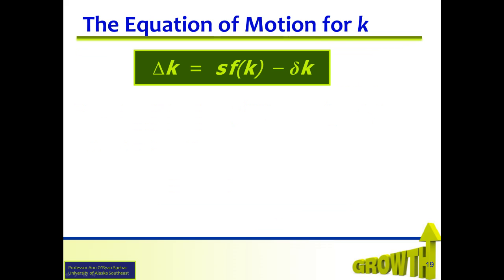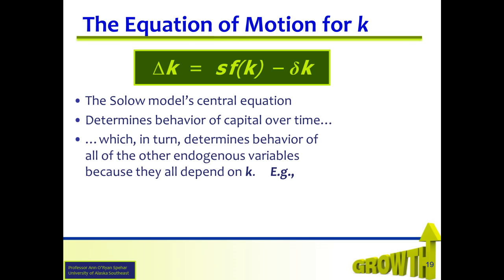The capital accumulation function is the equation of motion for K, and it's the Solow model's central equation. It is the equation for the motion of K as it determines the behavior of capital over time, year after year, which in turn determines behavior of all the other endogenous variables in the system, because they all depend on K.